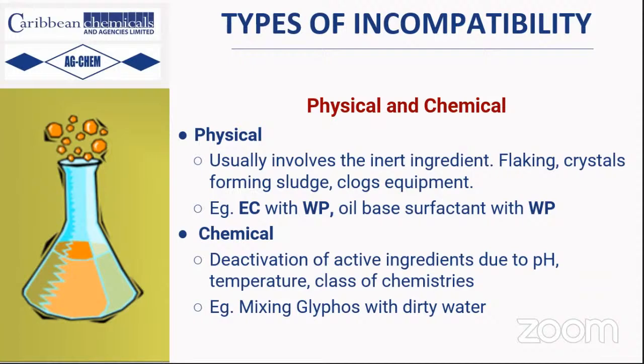All right. There are two types of reaction when it comes to compatibility. You have the physical, which usually involves inert ingredients. The inert ingredients are normally involved in the physical reaction of non-compatibility, where flaking, crystals forming, and sludge are formed, and these can clog your equipment. Example again, the EC with the WP, which is the example that we used before with the copper fungicide and an emulsifiable concentrate.